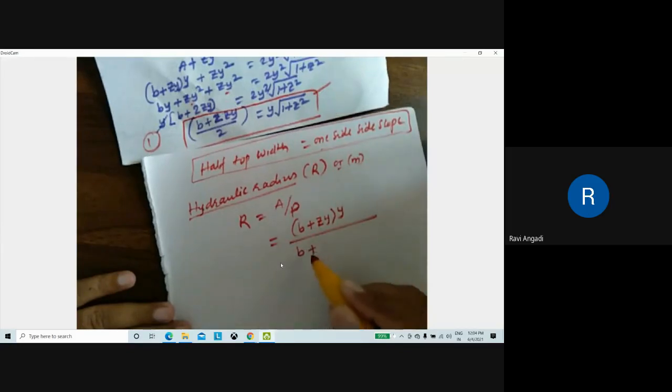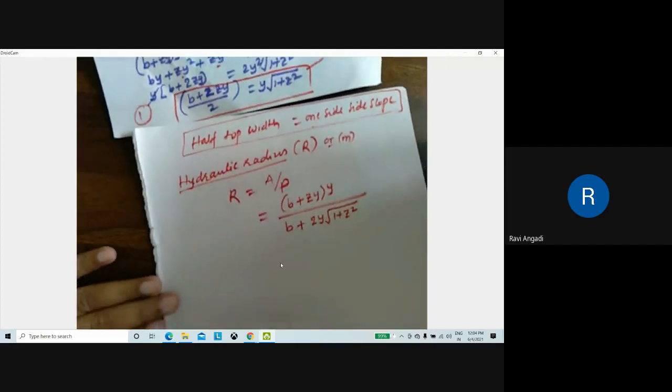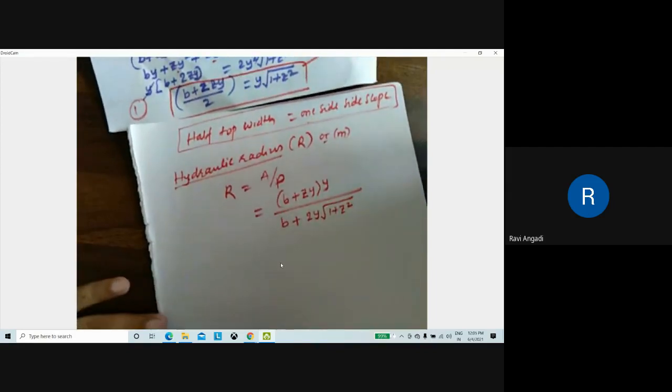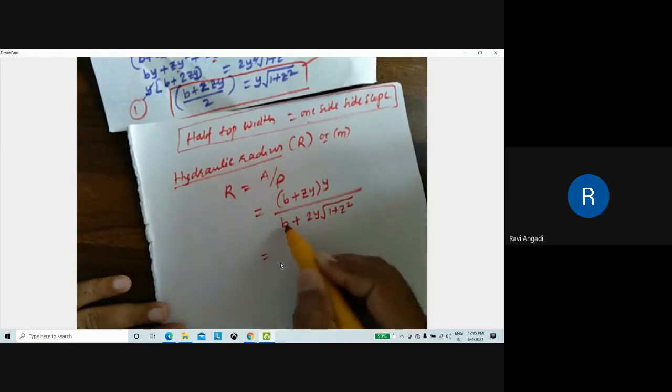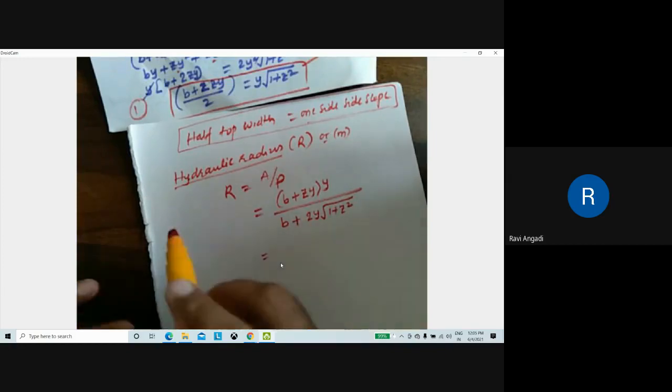What is the perimeter? B plus 2Y square root of 1 plus Z square. Correct? Yes or no? Yes, sir. Now, can you substitute the conditions here?